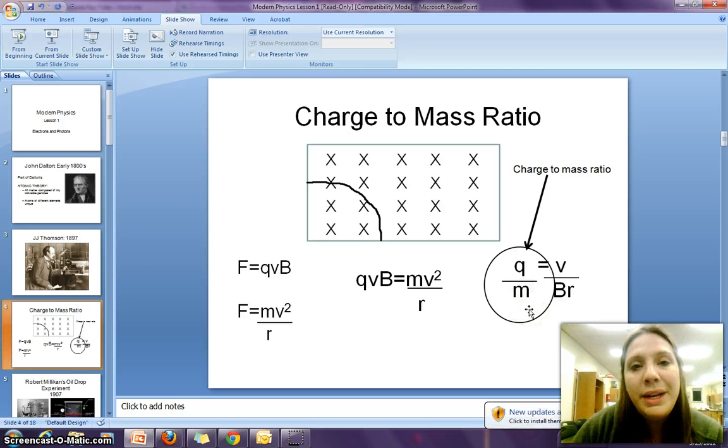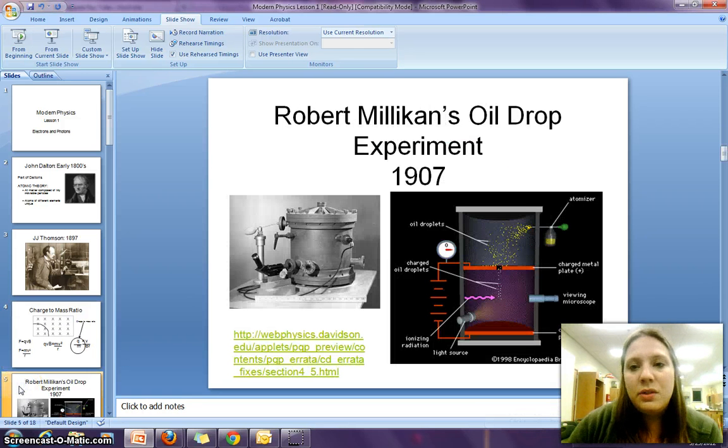Okay, but he didn't know the charge or the mass independently of one another, he just had the charge to mass ratio. So Robert Millikan's oil drop experiment was about 10 years later, and he devised a way to actually calculate what the charge of an electron was. And since we have the charge to mass ratio, if you have the charge, then we can also calculate the mass. So here you can see this is actually his apparatus that he used, and let me make it a little bigger so that you can see the animation of it.